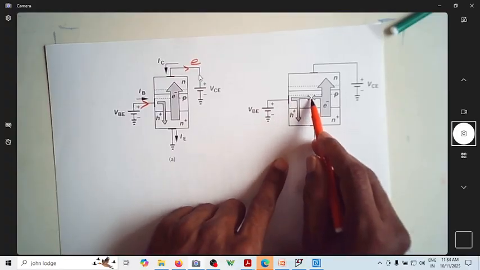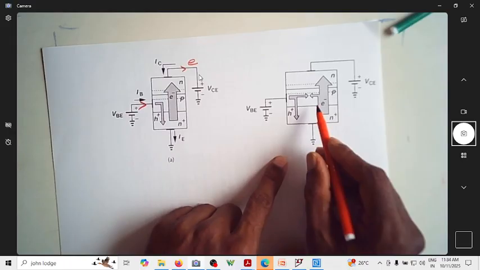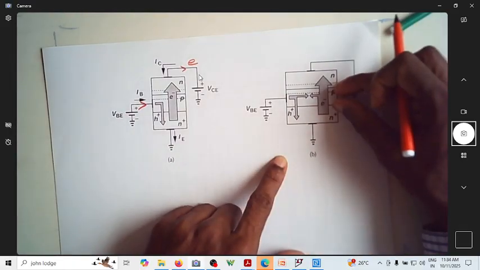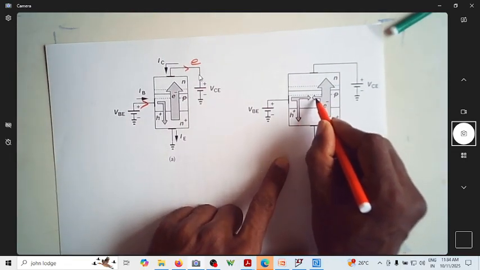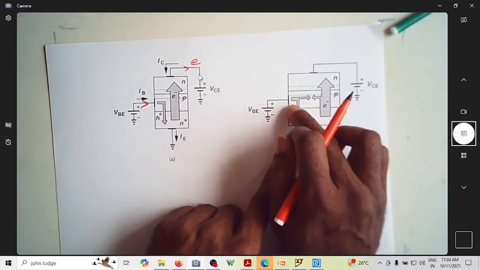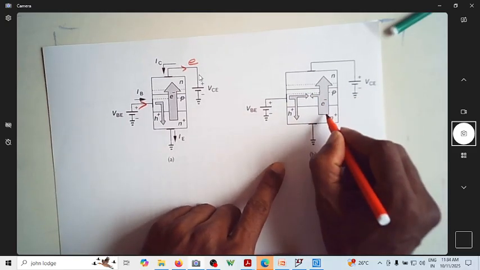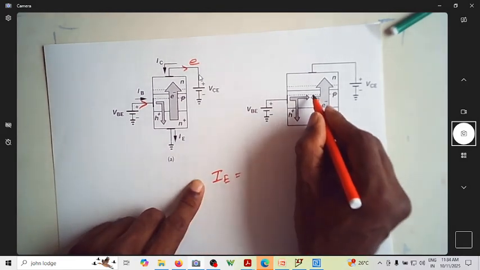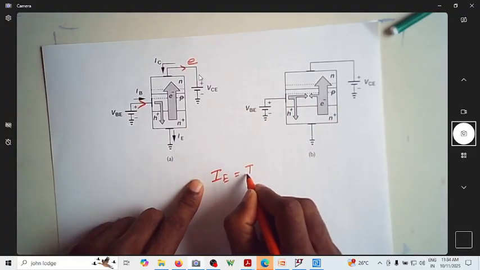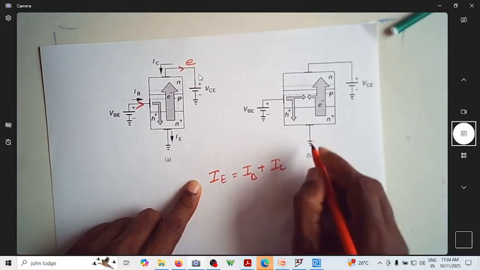Here some amount of holes and electrons get recombined in this base structure. Since this base structure is very thin and lightly doped, most of the electrons are not recombined, because you have very few holes, and very few electrons will get recombined here. So we have current IE equal to some amount of recombination, which is IB, plus the remaining current, which is the collector current.